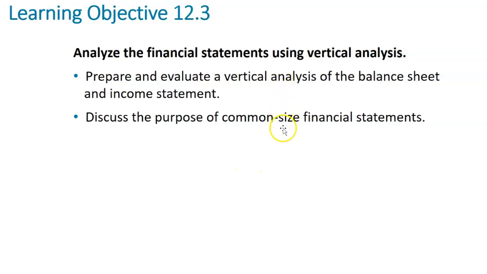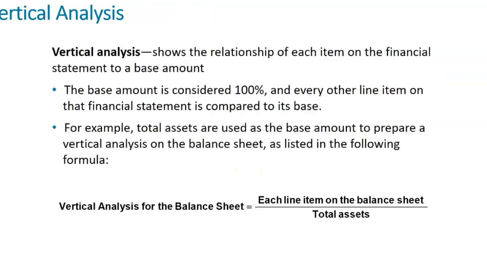Now let's do a vertical analysis. Vertical analysis shows the relationship of each item on the financial statement. Our base is considered 100%, so everything else is compared to it as a percentage of that base. On the balance sheet, the base will be total assets, for example. On the income statement, it's going to be sales. So let's take a look.